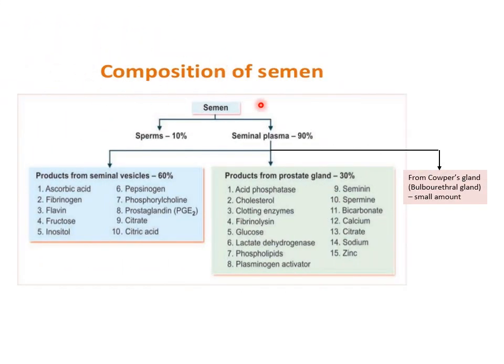This is the composition of semen: 10% sperm, 90% seminal plasma, which are the products from seminal vesicles, about 60%, products from prostate gland, about 30%, and a small amount from the bulbourethral gland. Semen contains ascorbic acid, fibrinogen, fructose, cholesterol, clotting enzyme, fibrinolysin, glucose, and others.